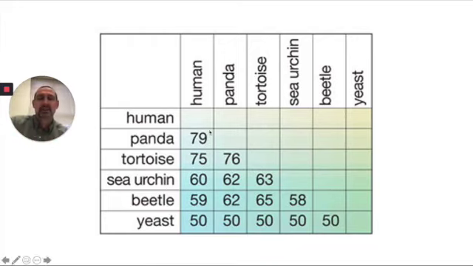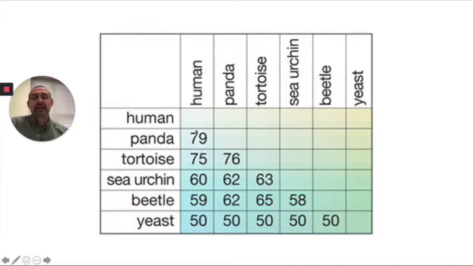So humans and pandas, about 80% similarity in that segment of DNA. Humans and turtles, 75, sea urchin 60, beetle 59, and yeast 50. So if we read it this way, we would say humans are more closely related to pandas than they are to yeast, because there's more similarity between humans and pandas in their DNA than there is between yeast and humans. However, if you read the chart across, it tells a slightly different story.